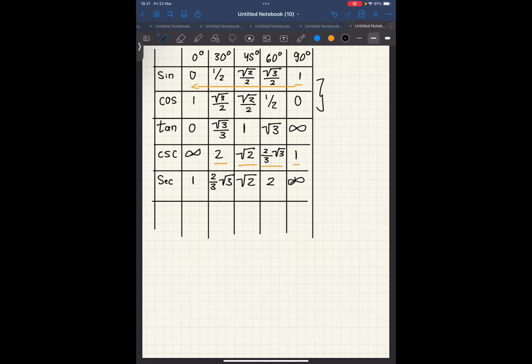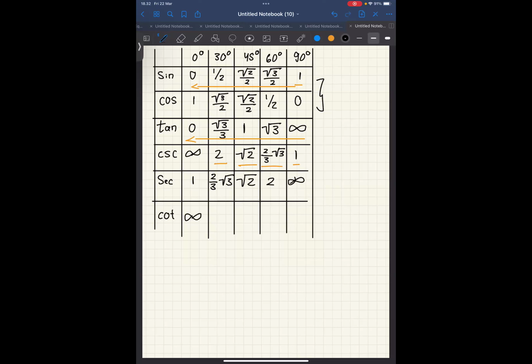Same with the cotangents. We just need to flip over the tangents. So if we've already found the tangent, we just need to flip it over, from undefined to 0. That is cotangent. So this cotangent of 0 degrees should be undefined.